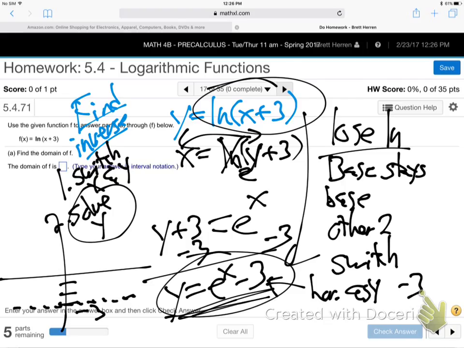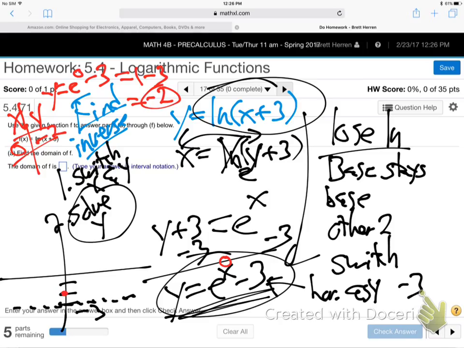I have no room left anywhere. I'll make my table up here, I guess. What am I going to plug in for x right here? 0. This will be the center point. When you plug in 0, can you tell what that is? E to the 0 minus 3. That's 1 minus 3, -2. Okay, over 0 down 2, look at that. The dot is almost always 1 above the horizontal asymptote.